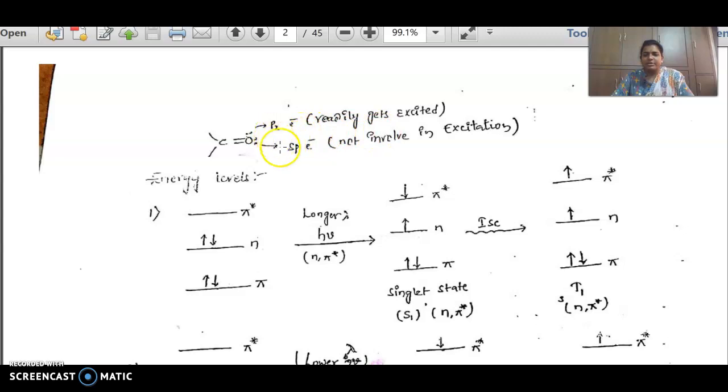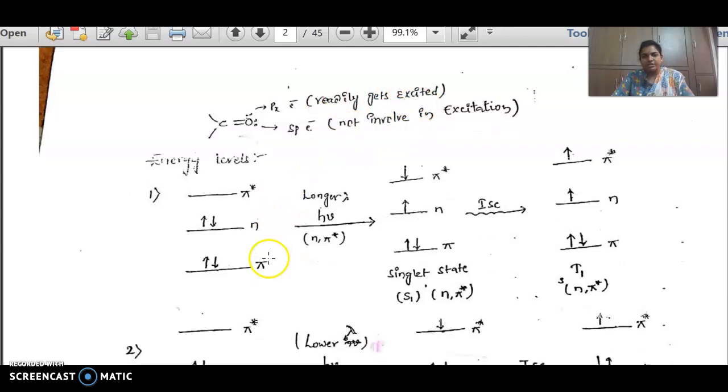In the s orbital and one p orbital, both will be involved in sp hybridization. Other than that, two more electrons we have that will become paired. That is the unhybridized orbital electrons. Unhybridized electrons will readily get excited.